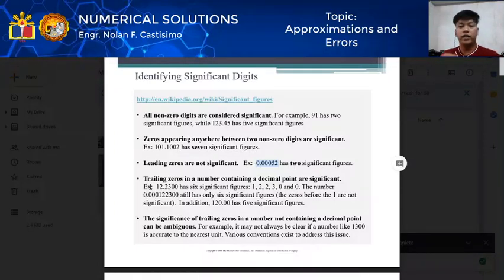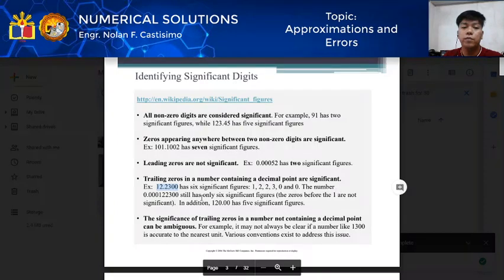Next, trailing zeros in a number containing a decimal point are significant. So, for example, 12.2300. We count the 0 because it is at the end, not like the earlier one that was at the start. So including the zeros in the decimal places, they are considered significant figures. So we have 6 significant figures in this example.